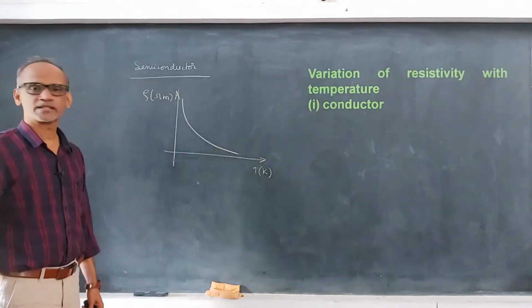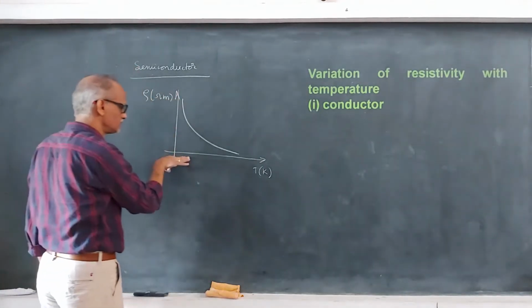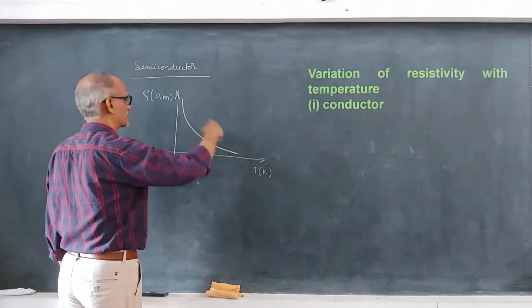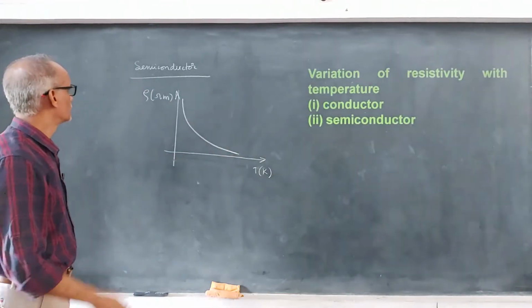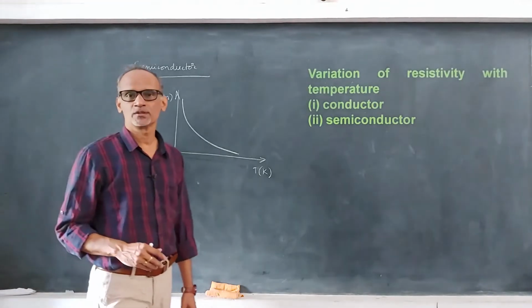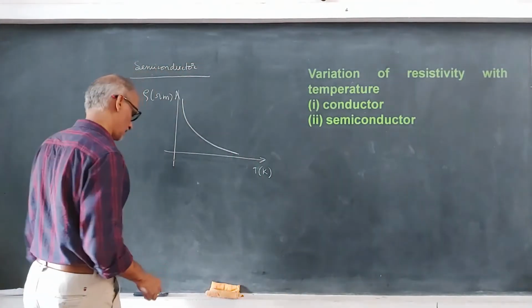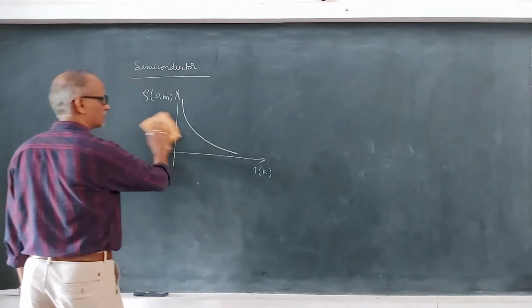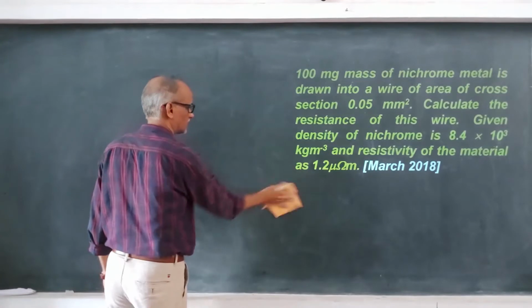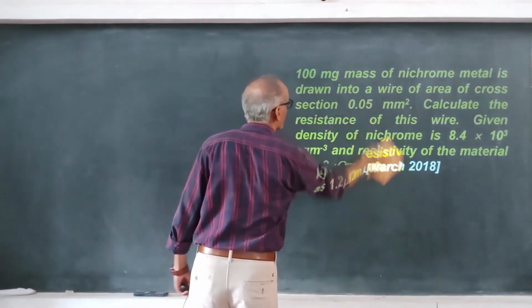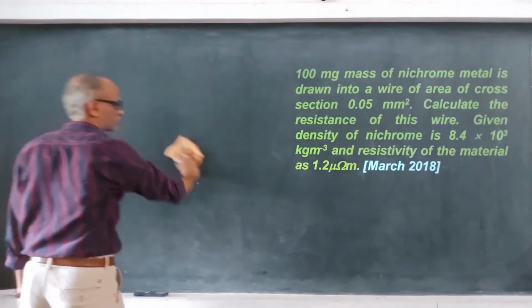Okay, it decreases exponentially. So it's a non-linear curve, but with an increase in temperature, it decreases. That is in the case of a semiconductor. So hope you understood the variation of resistivity with temperature in a conductor as well as in a semiconductor. So let's start solving a numerical from one of the exams.